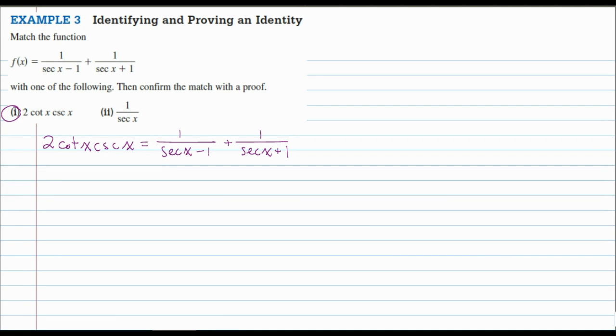Screencast for section 5.2, example 3. We're going to do some more proofs. We're going to identify and prove an identity, but you don't know what this actually equals first.